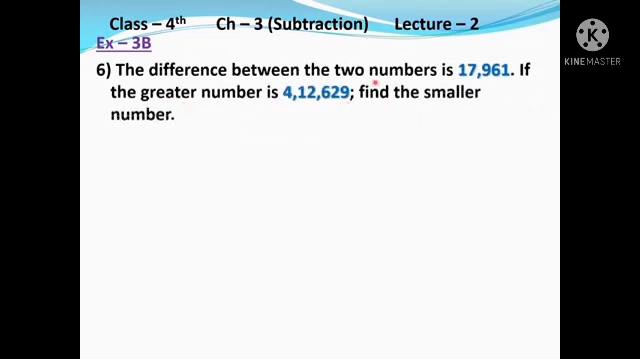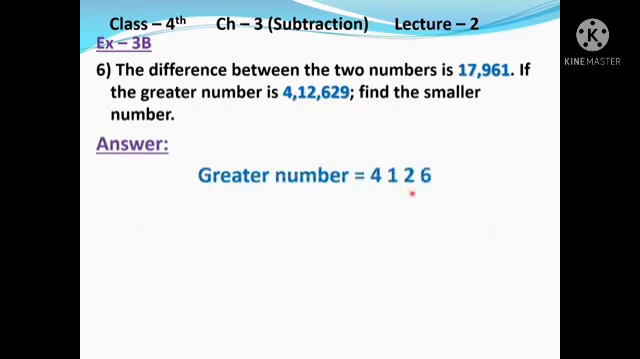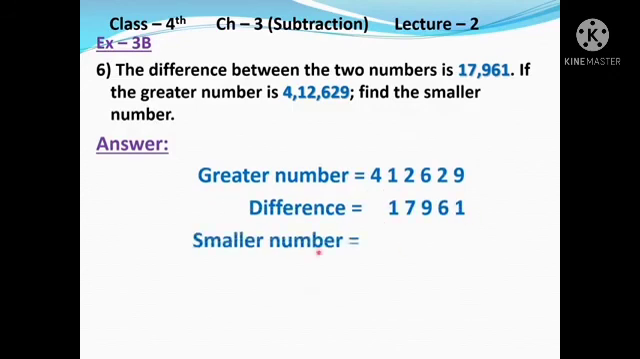Difference between two numbers is given to you, that is 17,961. And if the greater number is 4,12,629, we have to find the smaller number. Okay, so write down answer. Greater number equal to 4,12,629. Difference equal to 17,961. Smaller number equal to, we will subtract this.